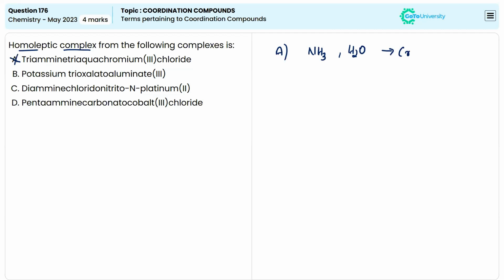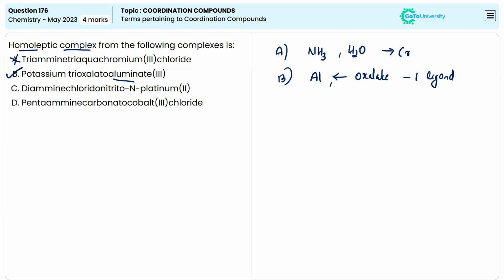Now consider the second one, potassium trioxalatoaluminate. Here we have the metal atom. Potassium is not the metal. This is in the ionization sphere. So the metal atom will be aluminium, and trioxalato, that is the oxalate group, will be the ligand. This oxalate is giving an electron pair to the metal atom. So this is a homoleptic complex because only one kind of ligand is there. So option B is the correct one.